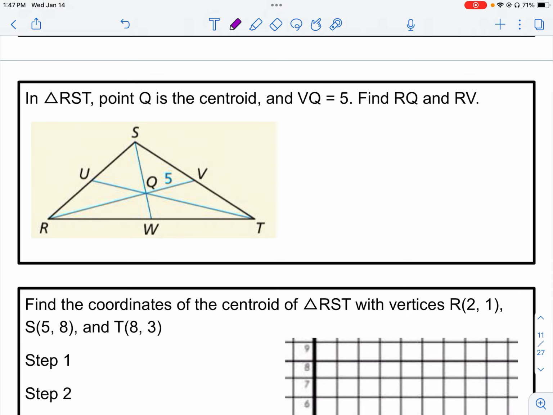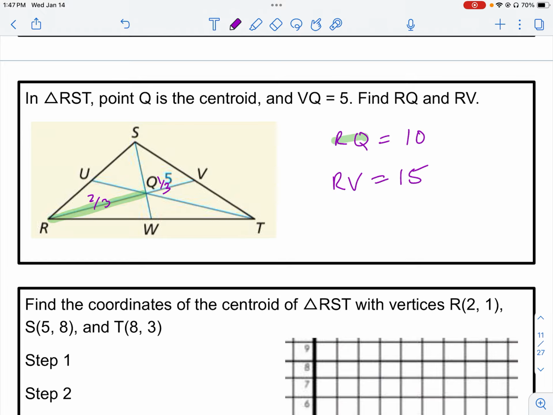Let's do another example. So RST, point Q is the centroid. VQ is 5. We're going to find RQ and RV. So RQ is a side by the vertex, so it's the 2/3 side. QV, which we know is 5, is 1/3. So RQ has to equal 10, and then RV is going to be RQ plus QV, or 3/3. So it's going to be 15.